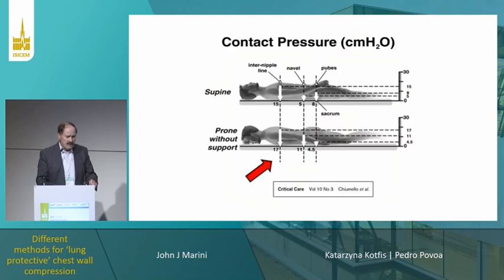the chest wall. This is another Italian study from Davide Chiumello and colleagues, where they looked at the supine and prone without support features and looked at the pressures that are involved. And the pressures that are involved in the prone position are in the range of 11 centimeters of water on the belly, whereas in the supine position, it's only 0 centimeters of water. So there's about 11 centimeters of water pressure change as we move to the horizontal prone position.